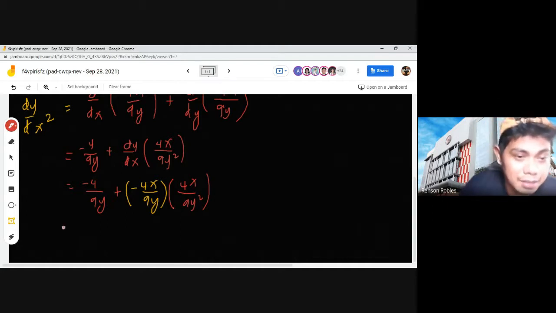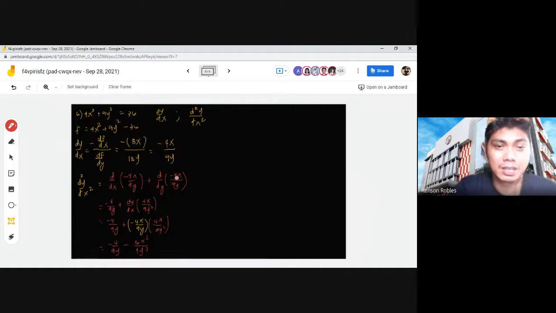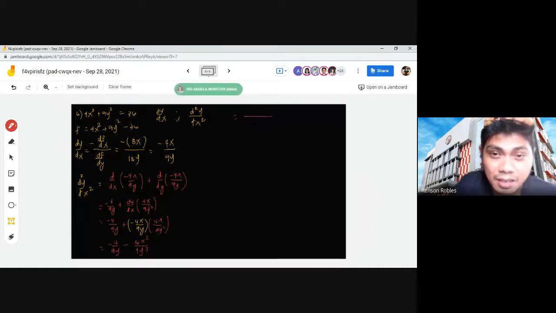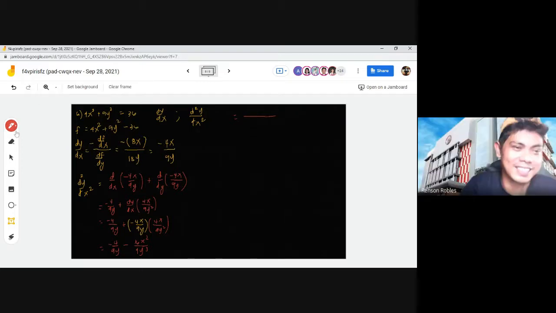Kaya pa ba? Equals negative 4 over 9y, then minus 4x times 4x, 16x squared, all over 9y times 9y squared, 9y cubed. And then we write this as one fraction. Okay? I hope you're still with me. Then I'll write it on top. Then get the LCD. The LCD is 9y times 9y. Oops, hold on. Sir, isn't it 81y cubed? Ay, yes. Why is it 9? Sorry. It's 9 times 9. It's 81. Thank you.